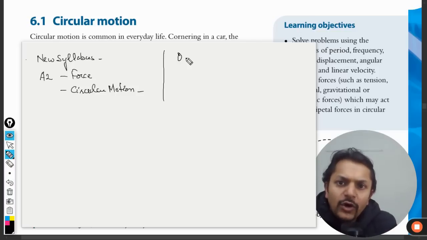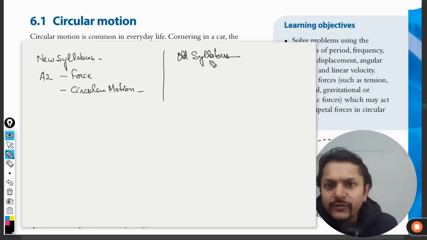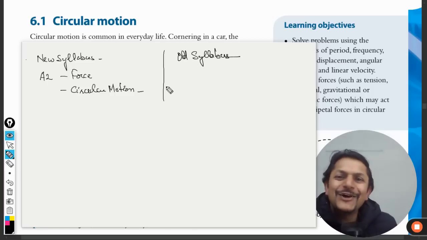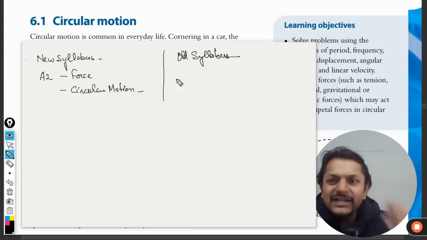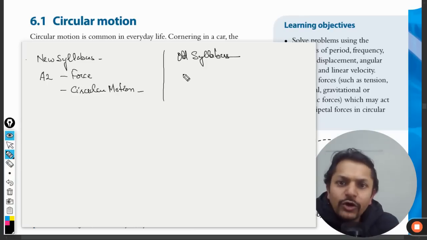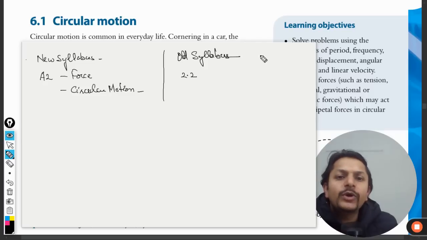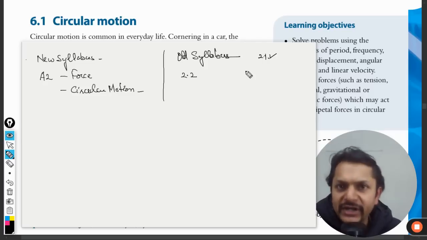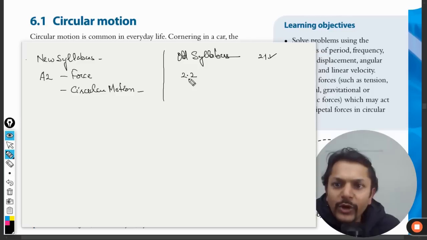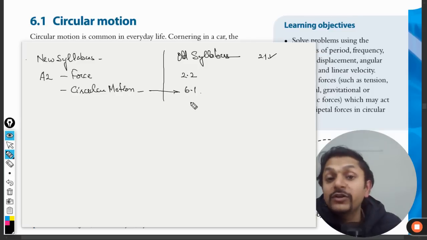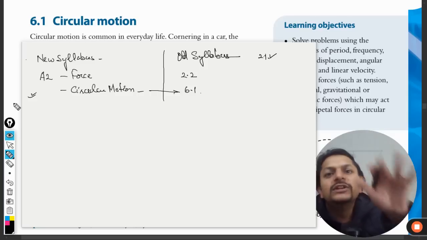And from the old syllabus point of view, sorry for the bad handwriting. For the old syllabus, force was topic 2.2, and 2.1 is kinematics, which we have completed. So topic 2.2, and circular motion is covered in topic 6.1. But in the new syllabus, it is added into mechanics only.